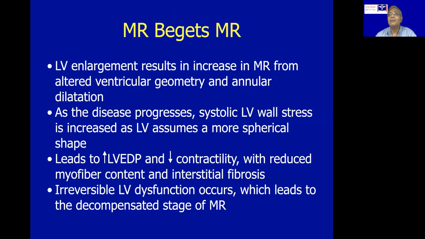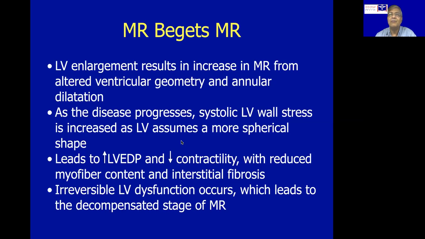There's a very important term which is used. MR begets MR. The LV enlargement results in an increase in MR from the altered ventricular geometry and annular dilatation. So as the disease progresses, the systolic LV wall stress is increased as the LV assumes a more spherical shape.